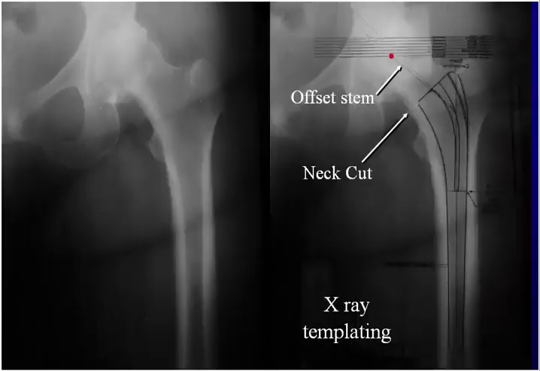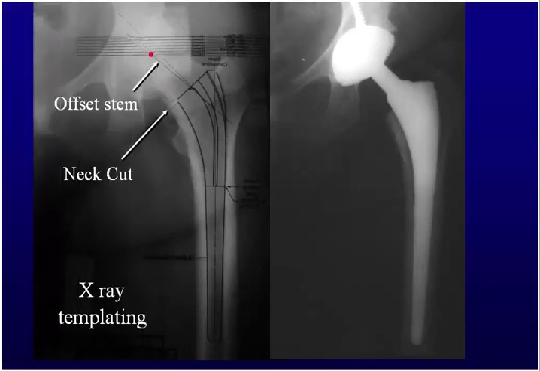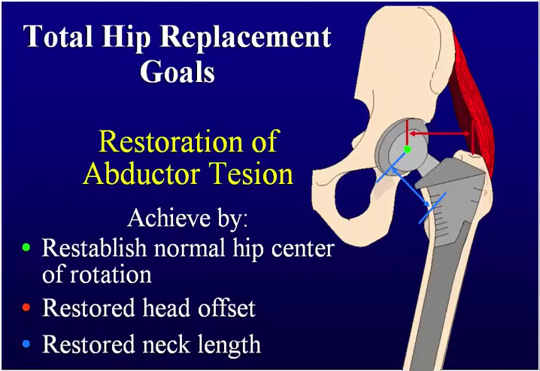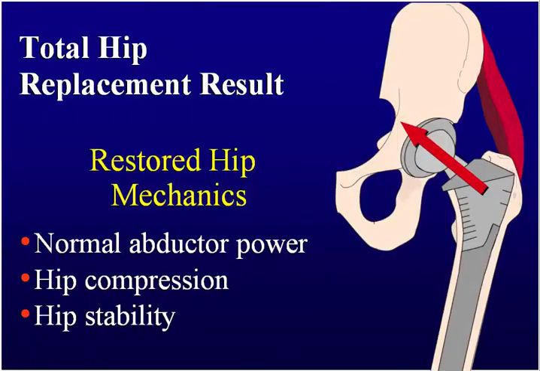So you template properly, you put your implant in properly, and the final goal is restoration of abductor tension. So if you have the appropriate measured offset and length, you will have a reestablishment of the normal hip center, you will have a restored offset and a restored neck length, and that gives you your abductor tension. That's why we template. If you don't template and you cut low all the time, in a couple of those hips your abductor complex is going to be lax, and you're going to loosen, and you're going to dislocate. So we really want to restore center of rotation, offset, and neck length. Those are the keys for stability. So with restored hip mechanics, you have normal abductor power, hip compression, and hip stability.